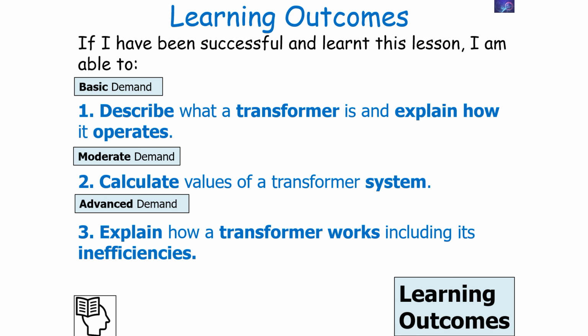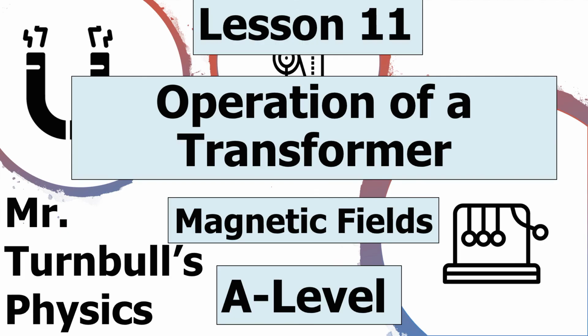So if we've been successful and learnt in today's lesson, we should be able to describe what a transformer is and explain how it operates. We should be able to calculate values of a transformer system, and finally explain how a transformer works, including its inefficiencies. So I hope you've enjoyed today's lesson on the operation of a transformer, which is part of the magnetic fields topic in AQA A-Level Physics.